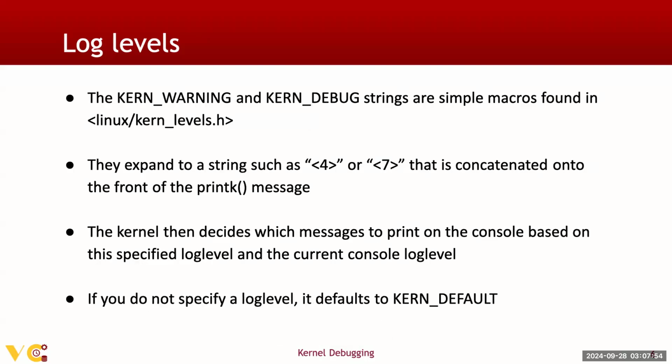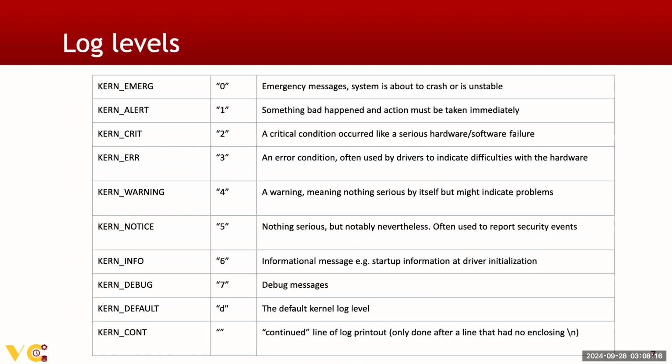As shown on the previous slide, we had KERN_WARNING and KERN_DEBUG. These are two of many macros specifying different log levels. Ultimately they expand to something that looks like this. It's just a number in a traditional C string. The intended usage is, if you don't provide this, it'll go to KERN_DEFAULT.